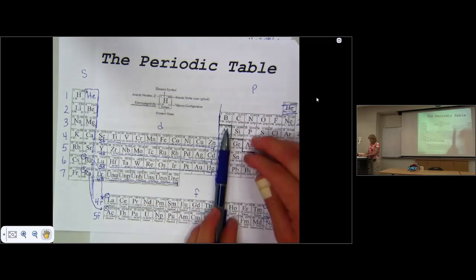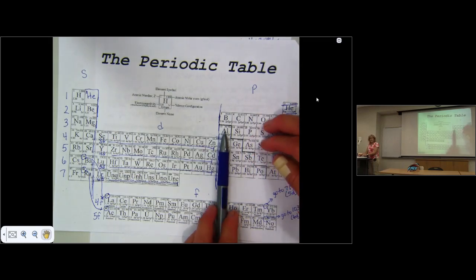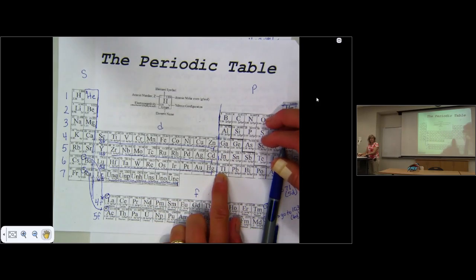This aluminum becomes a charge of what? +3. Now, for all of these metals, would a +3 charge be a logical charge? Yes, it would. For all of these, a +3 charge would be a logical charge. Now, I didn't say they all have a +3 charge, but it would be a logical charge to have. Now, the question is why?